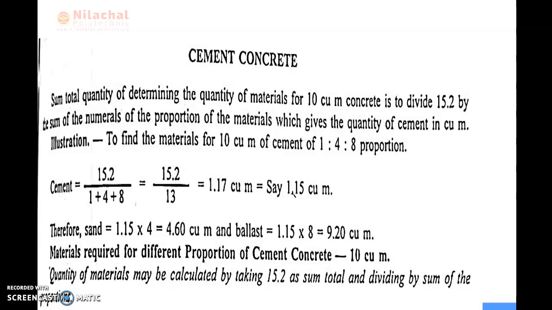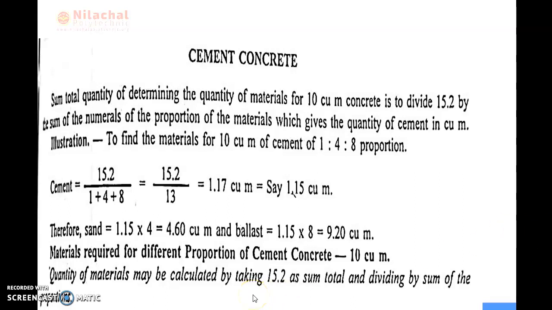So here the total dry quantity of material is 15.2, and the proportion we add here is 1 plus 4 plus 8, which is equal to 13. So 15.2, the dry material quantity required for the cement concrete, divided by 13 is equal to 1.17 cubic meters required for one part of the ratio. We can also consider it as 1.15 cubic.